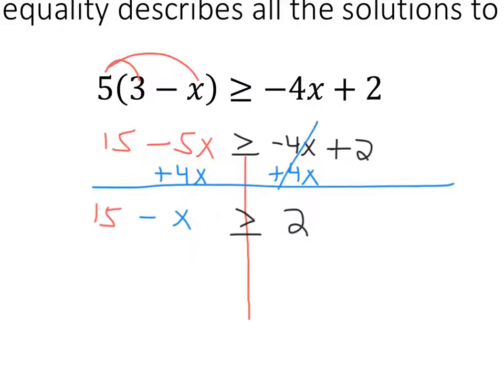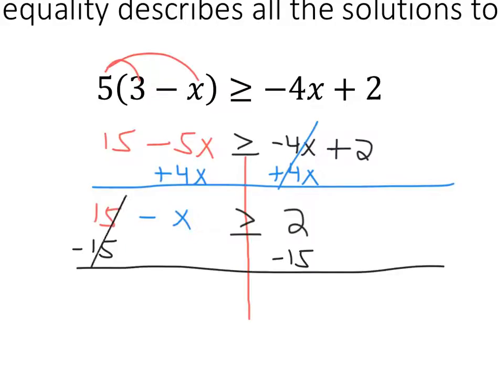We got to get this 15 away from the x. So what we're going to do is we are going to subtract 15, since it is positive. And across, think of that as a barrier wall. So across there, just like that. On the left side, they cancel out. So you are left with negative x is greater than or equal to 2 minus 15 is going to give you negative 13. Okay. And then we got to take care of this negative x.